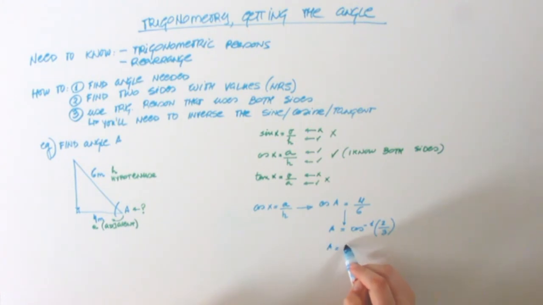Now I can do that in my calculator, and it gives me an answer of 48.19 degrees. So I can box it, so it's tidy and easy to find.